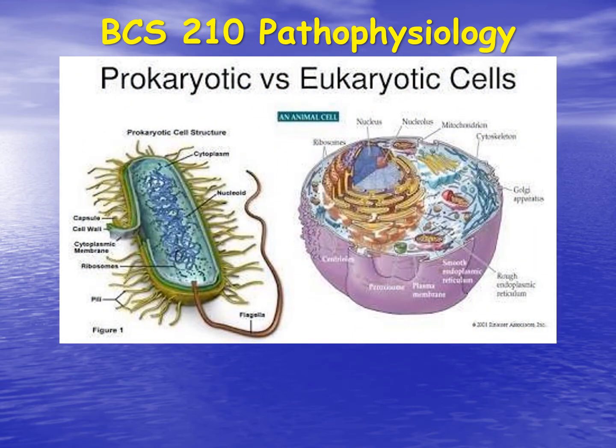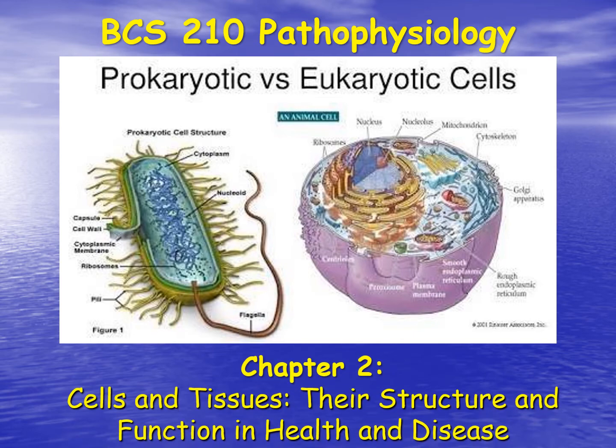Welcome to Chapter 2. In Chapter 2, what we're going to discuss is cells and tissues. We're going to do a little bit of review, not a lot, because you should already know all of this. So we're going to run through the review part pretty quickly, and then we're going to talk a little bit about some things that happen when disease occurs at the cellular and tissue level.